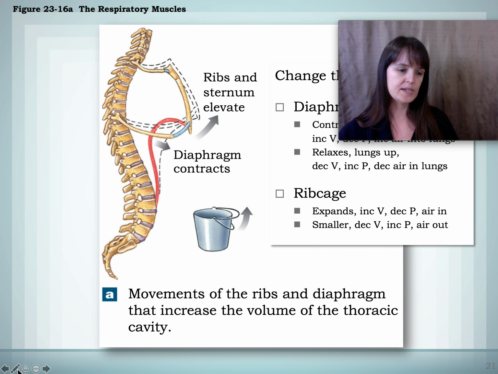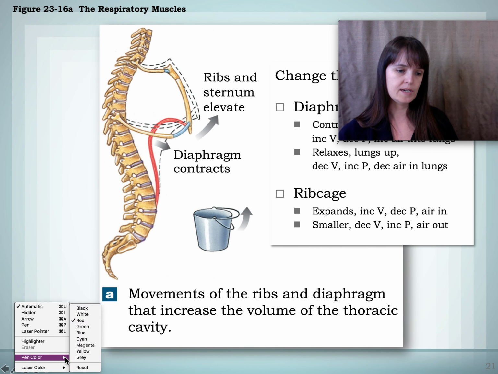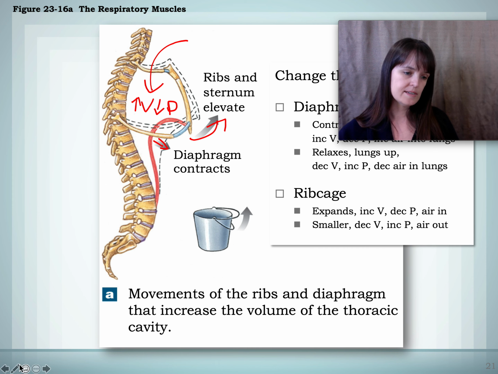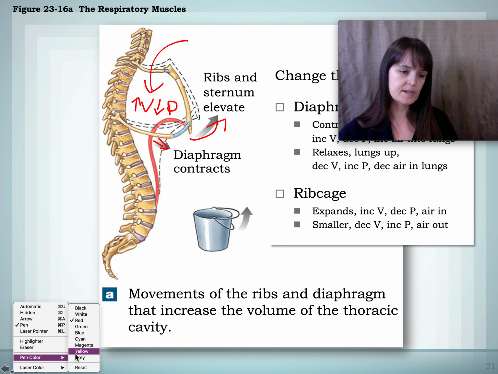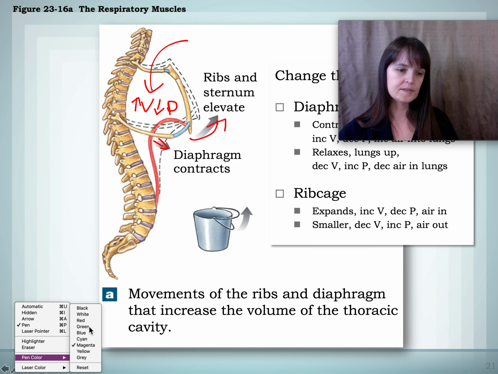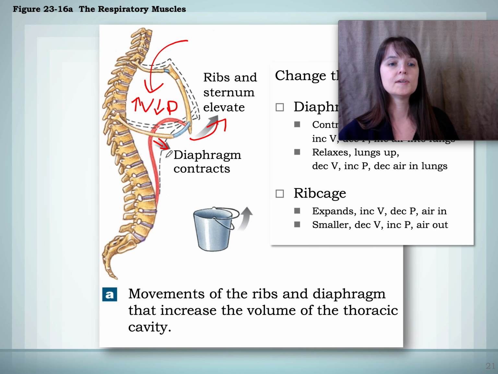So when the diaphragm contracts and the ribs expand, that increases the volume, which decreases the pressure, and air moves from areas, I need a pen color, I'm going to go with red. So when the diaphragm moves down and the ribs move up and out, that increases volume, which decreases pressure, and air moves in. Now, I guess we could do the next one in a different color. Magenta? No, that's too close to red. Let's do neon green, since it's the opposite.